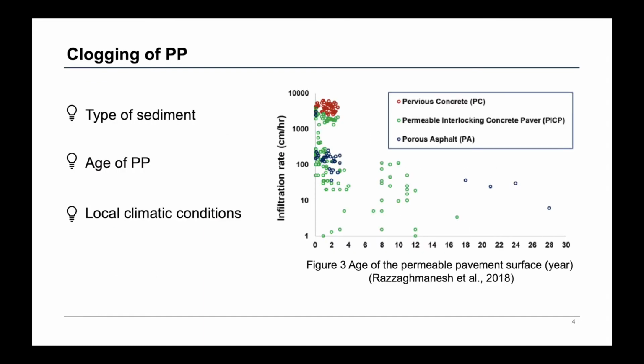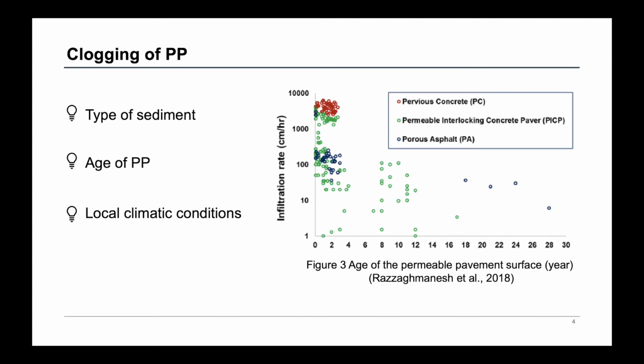But permeable pavement systems are prone to clogging due to the accumulation of sediments. Here are three factors that affect the clogging. So the first is the type of sediments. It is reported that finer particles are likely to cause more clogging than coarse particles, because finer particles tend to fill within the permeable pavements, resulting in a denser and less permeable upper layer.